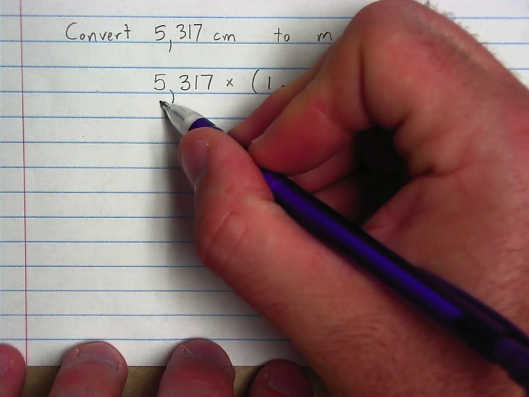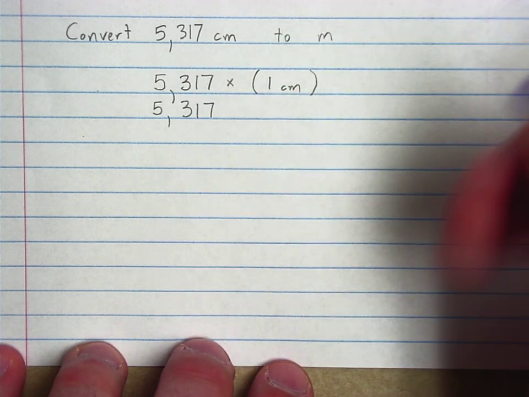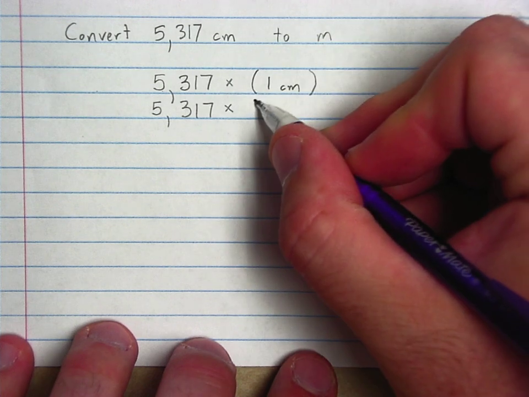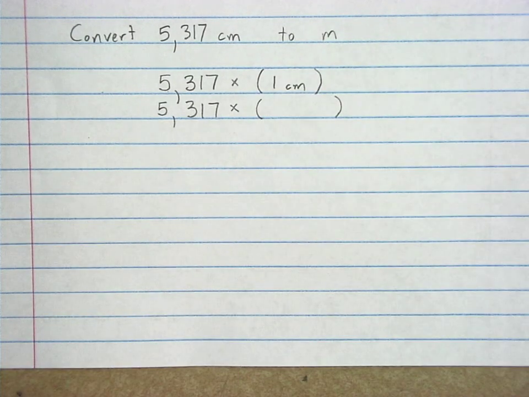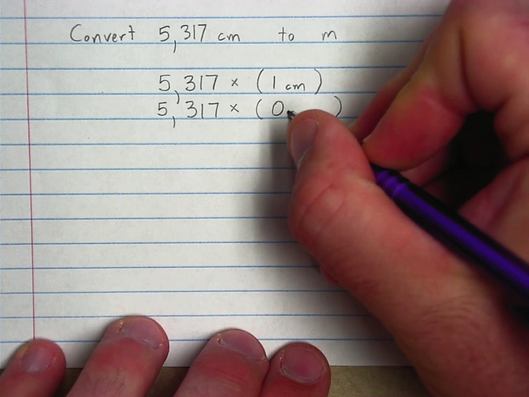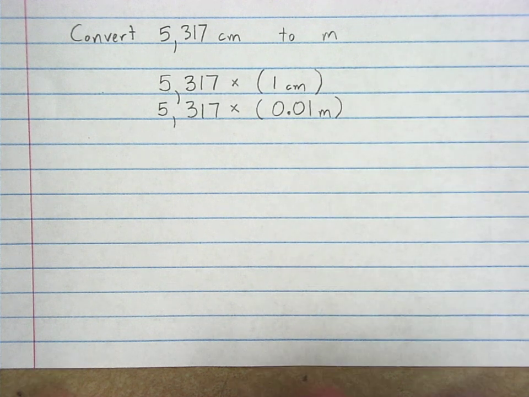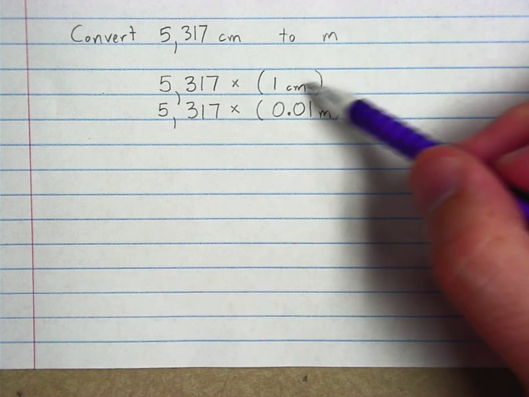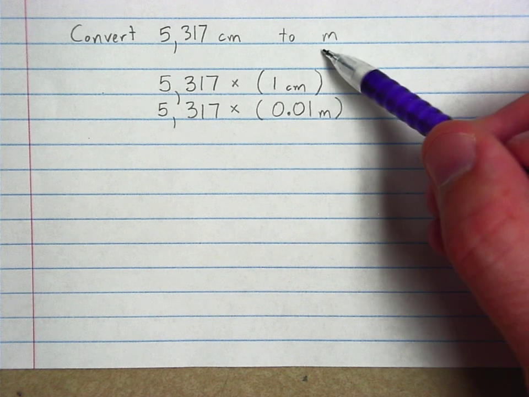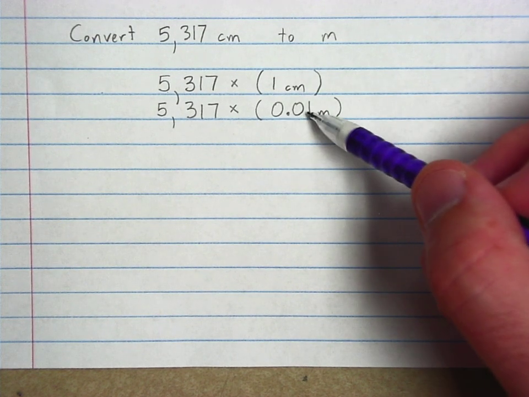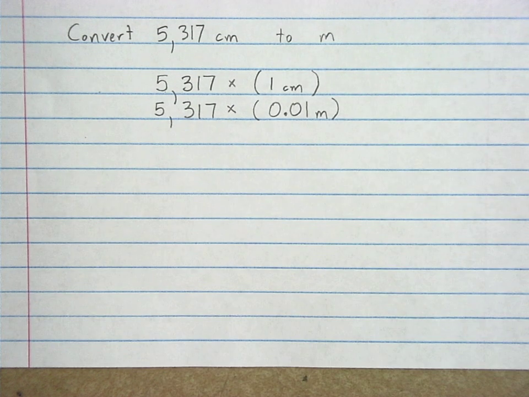For the next line, 5,317, that's the same, times. Now I am going to have the same value, but I am going to make it look different. I know that 1 centimeter is the same as 1/100th of a meter. There are 100 centimeters in a single meter. So 1 out of 100, 1/100th of a meter is a centimeter.